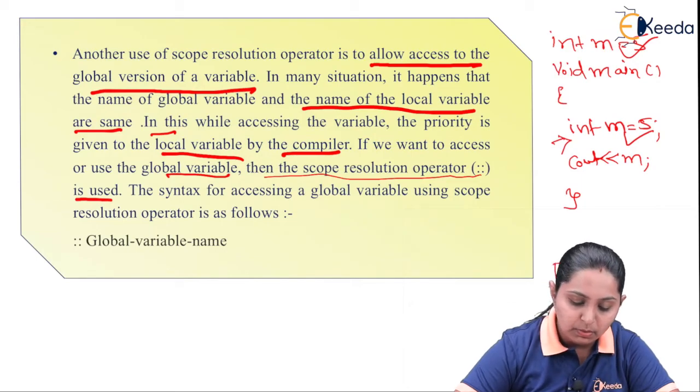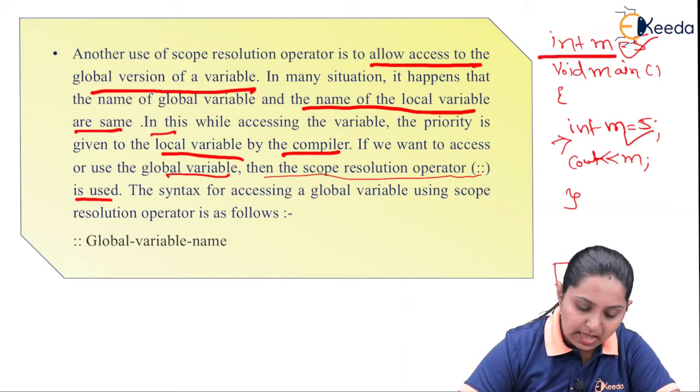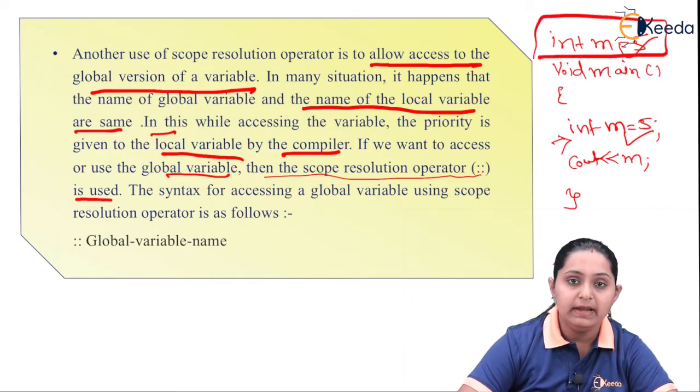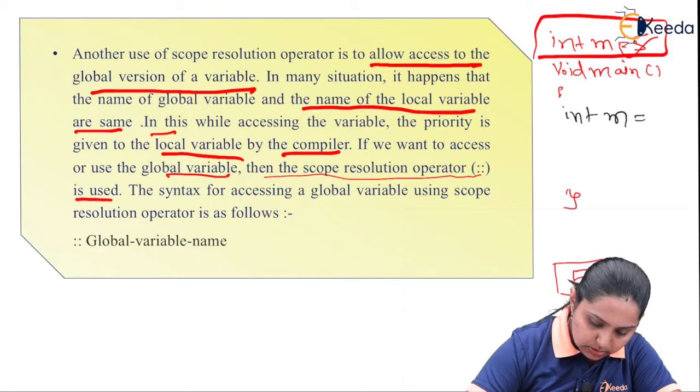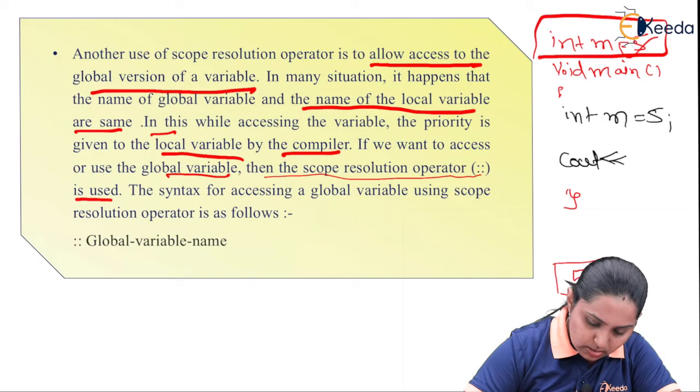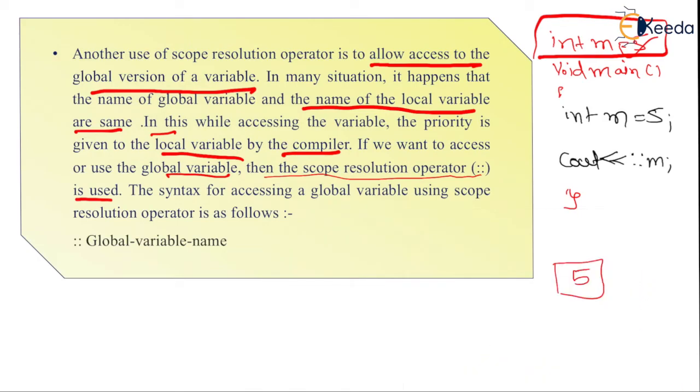But if you want to get the value of the global m equal to 5, then at that time what you can do is int m equal to 5, cout, scope resolution operator, m. So if you execute this code, you will get the output as 5, with the value of the global m. Thank you.